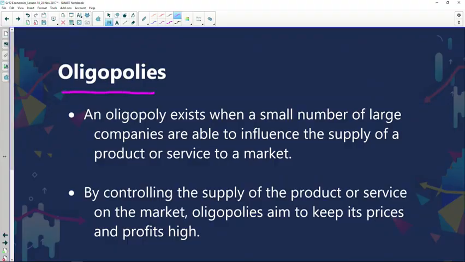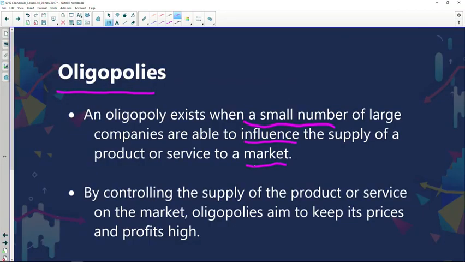So we're looking at oligopolies. Perhaps let's start off by defining what an oligopoly is. An oligopoly exists when a small number of large companies are able to influence the supply of a product or service to a market. So there is influence. You've got a small number of large companies, so they are big companies, and therefore they will be able to have some influence on the price.